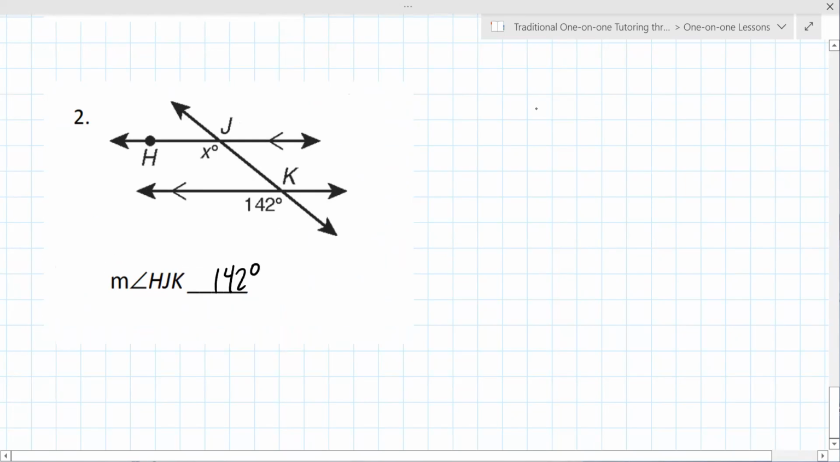And so your options are alternate interior angles, alternate exterior angles. Sorry, I can type these out. Corresponding or vertical. Those are the congruences. Vertical. So for example, J and X are vertical, but X and 142 are not vertical. That one's definitely out.